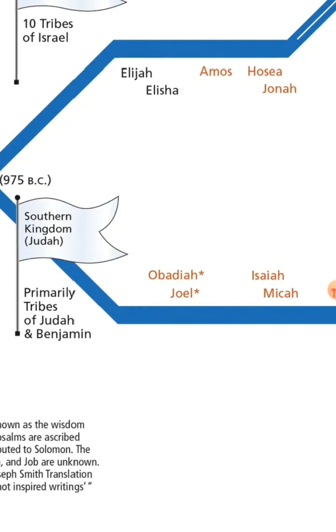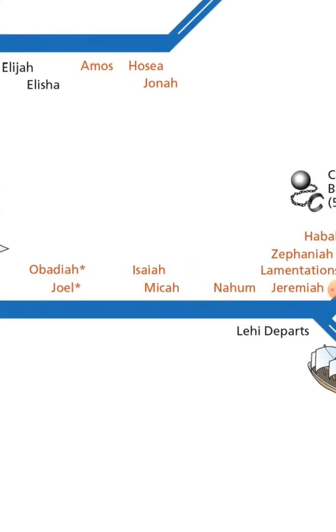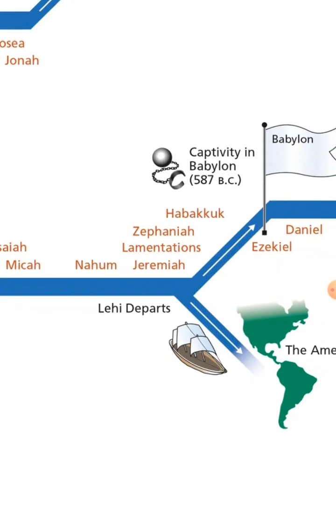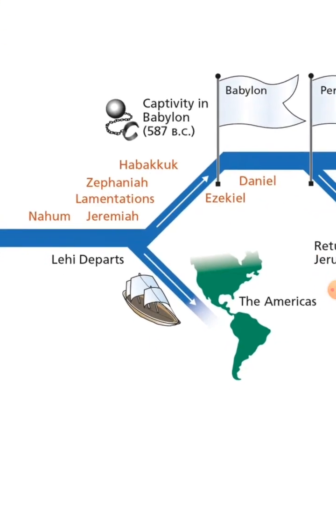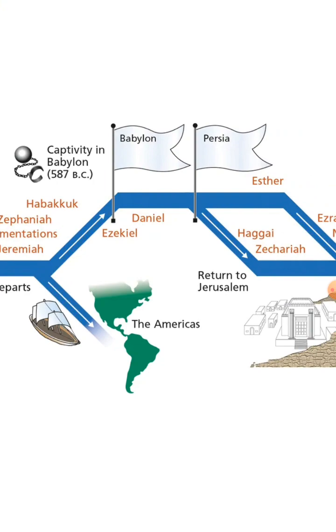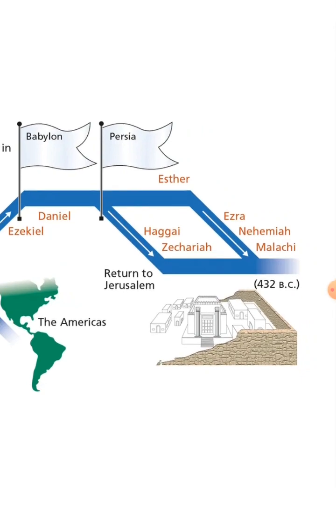And all through this time, you end up with the prophets. You have Obadiah, Joel, Isaiah, Micah, Nahum, Habakkuk, Zephaniah, Lamentations, and Jeremiah. Then we also have, in 587 BC from this map, all the southern tribe of Yisrael went into captivity. Everybody knows about David or Daniel. Everybody knows about Nebuchadnezzar. All of that, right? Because that is a big chunk of scriptures. It's all over the scriptures.